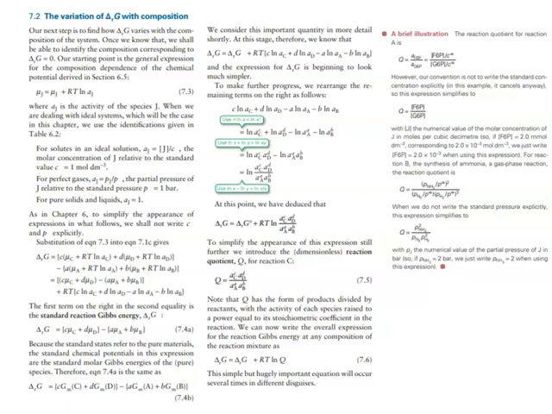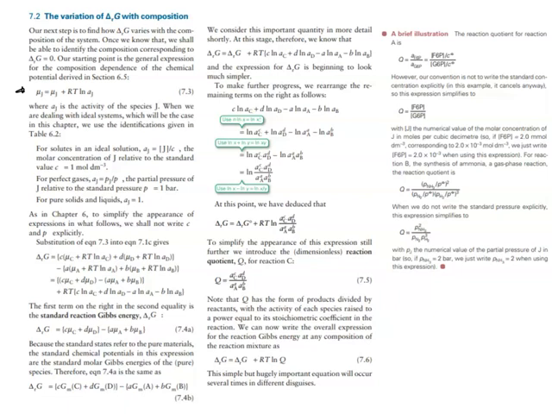So, with that, let's dive into section 7.2, the variation of delta G for reaction with composition. Our next step is to find out how delta GR varies with the composition of the system. Once we know that, we'll be able to identify the composition corresponding to delta GR equals 0. Our starting point is a general expression for the composition dependence of the chemical potential derived in section 6.5, which is listed here, where a sub J is the activity of species J.